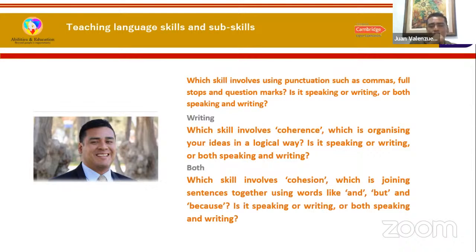Now, which skill involves cohesion, which is joining sentences together, using words like and, but, because, although? Speaking or writing, or both? Excellent. Thanks for following me in the chat. You're doing a great job. I love you. Both, yes, both. In both cases, we need cohesion. We need to use the right words to connect ideas, to connect sentences.